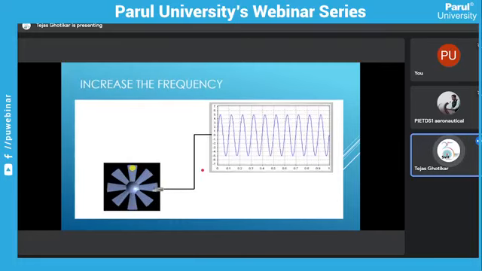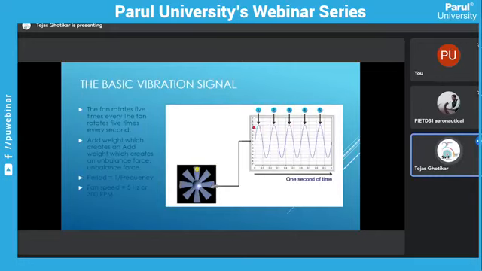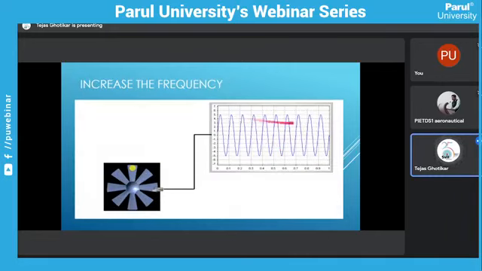Next, we increase the speed of the fan. The frequency is now 10, and if you see the amplitude here, it is 5, the amplitude is the same. The amplitude of vibration is the same, but we have just increased the speed. Here it is now 10 oscillations in 1 second, meaning the speed is now 600 rpm.